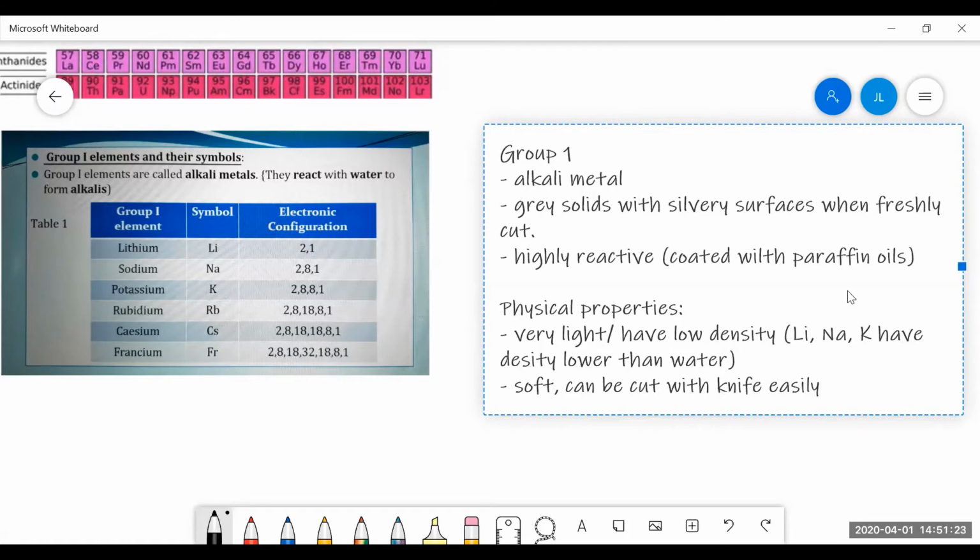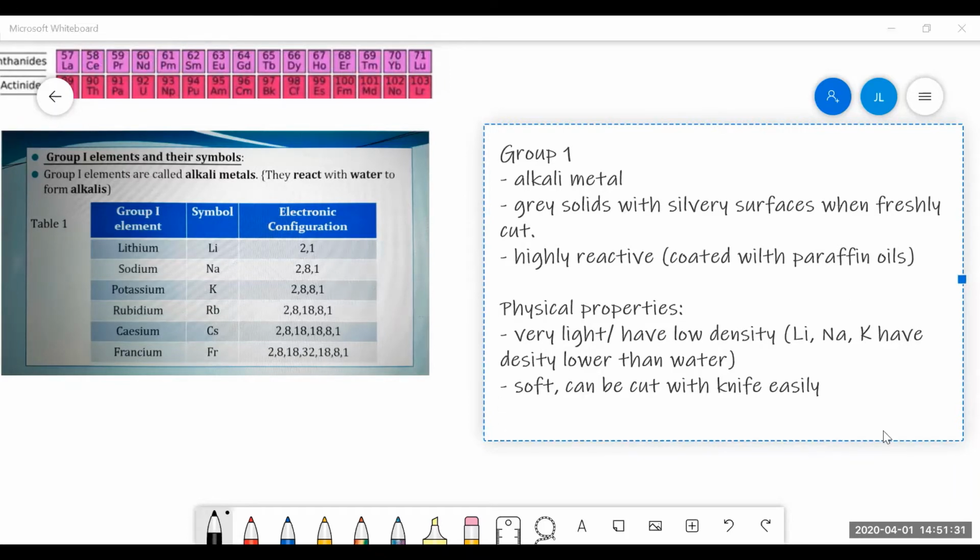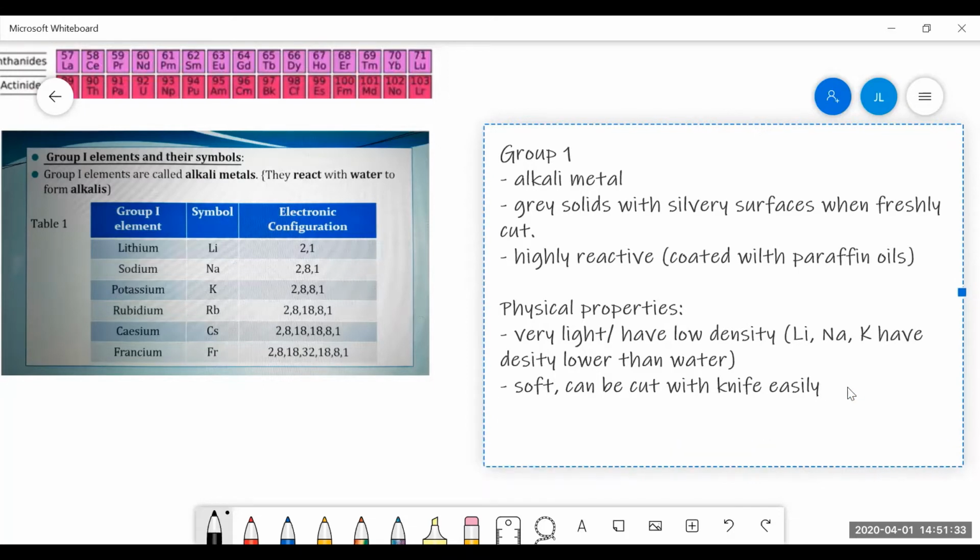It can be cut with knife easily. How about the third one? The third one is they have a low melting point and boiling point. Wait, isn't it high melting and boiling point?